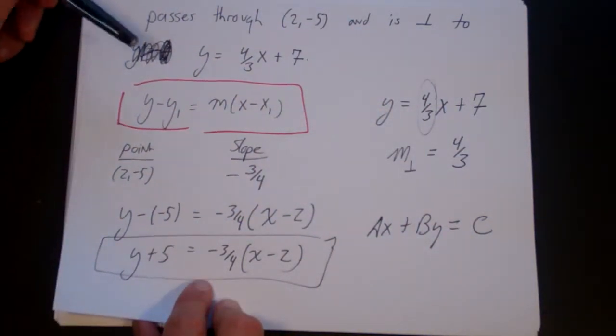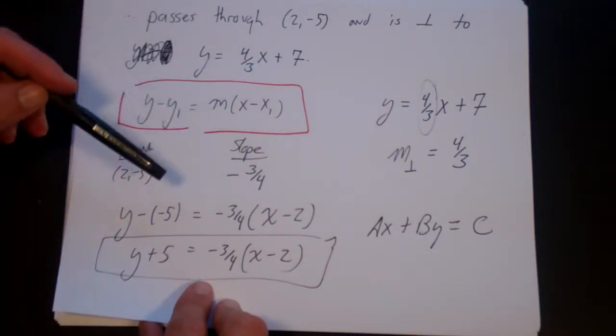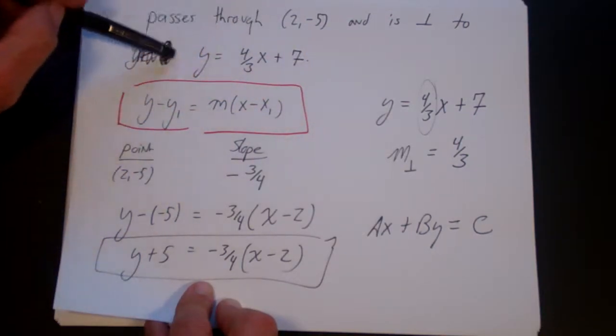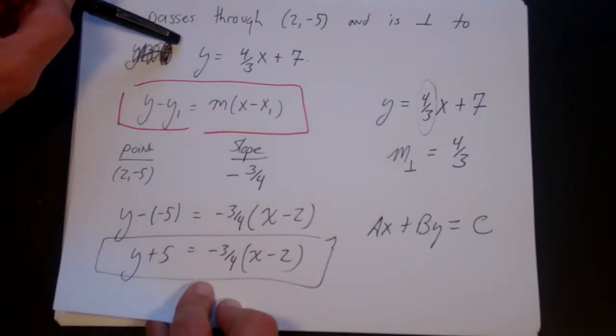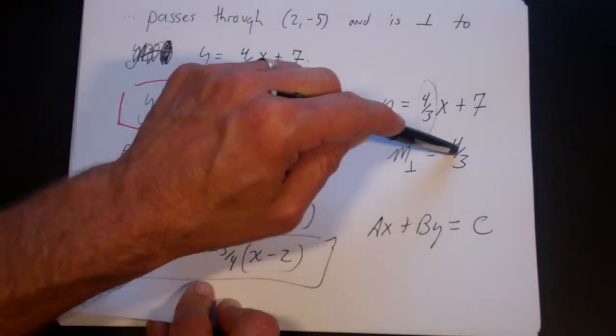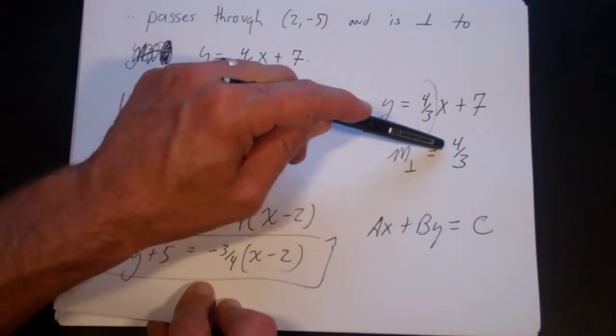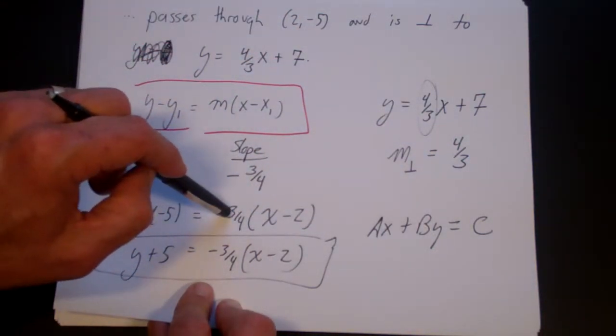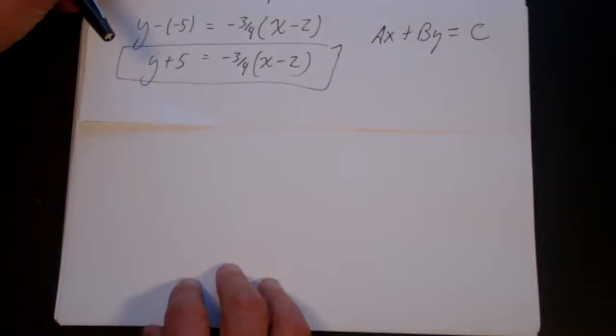Let's make sure we understand what we're doing. We're given a point, so we plug the point in. We're not given a slope, but we're given a line perpendicular to the line. If we define the slope of this line, which is 4/3, we know the slope of our line has to be the negative reciprocal of 4/3, which will be a negative 3/4. So then we plug that in. Let's go ahead and rewrite this.